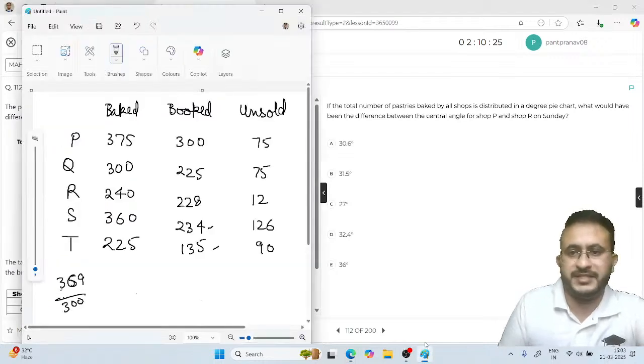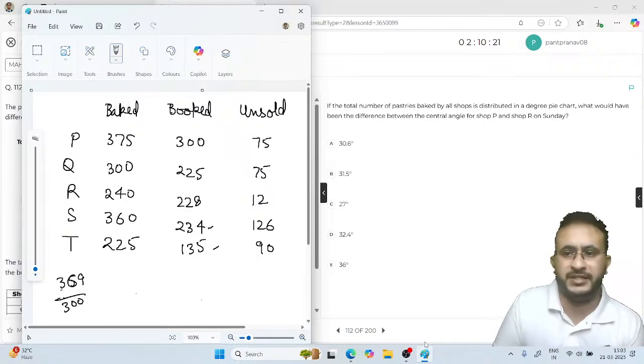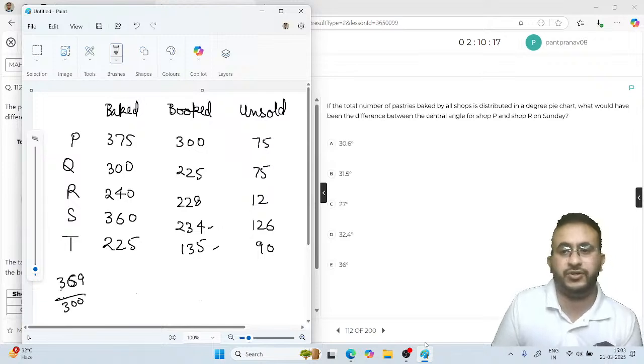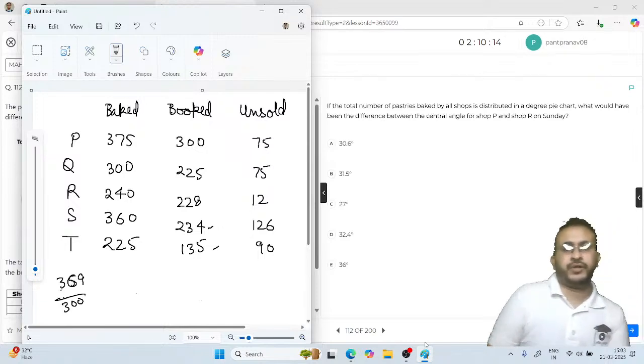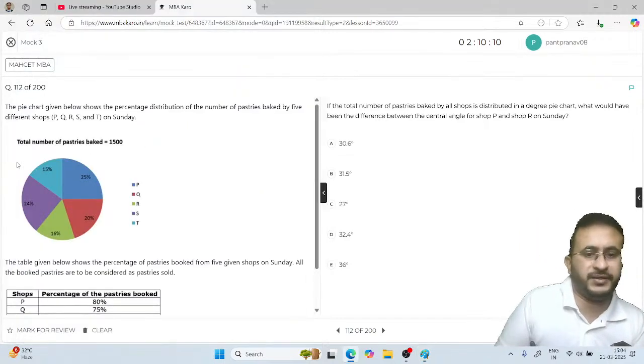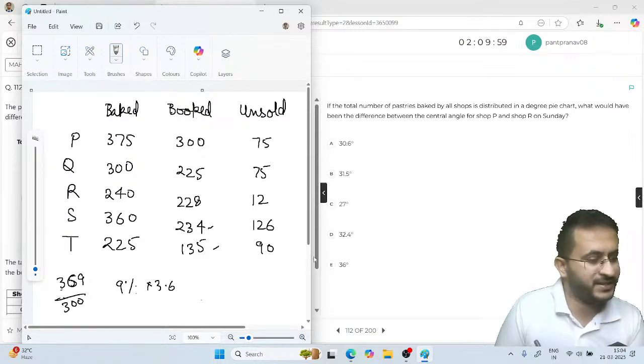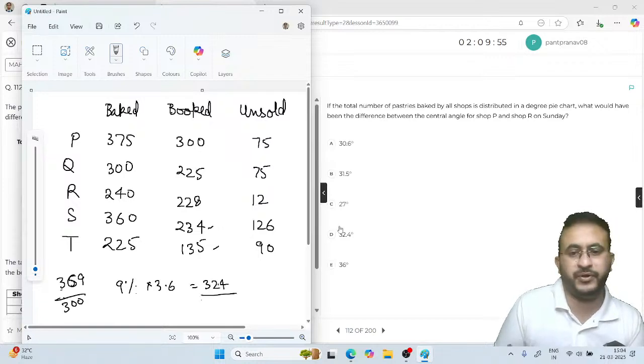If the number of pastries baked by all shops is distributed in a pie chart, what would be the difference between the central angle for shop P and shop R on Sunday? Okay, so the baked data is given. So P and R. Now you do not need the values here. P is 25%, R is 16%. So 9% difference. We multiply 9% by 3.6. 36 into 9 is 324. So 32.4 degrees.